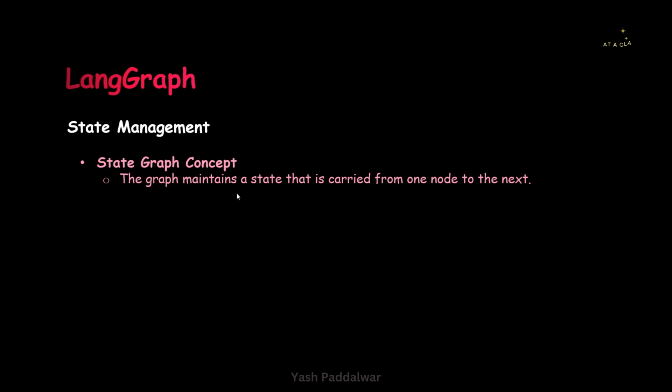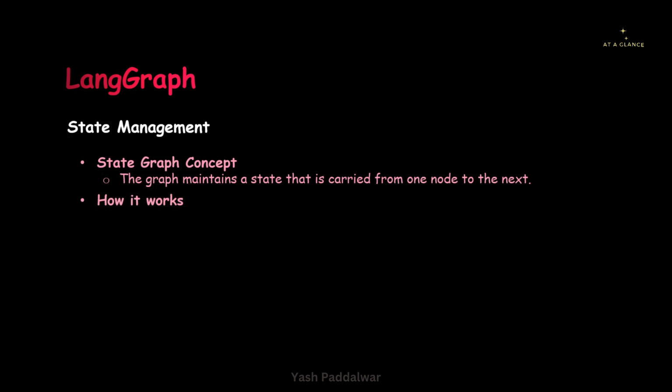So the next feature of LangGraph is state management. Now you might be wondering what exactly a state is. Let's see that. So we'll see the state graph concept. The graph maintains a state that is carried from one node to the next. If you look at the previous example, we had four nodes, we had edges. So basically that entire graph will maintain a common state throughout the flow. Whichever node has the control will also have access to the state.